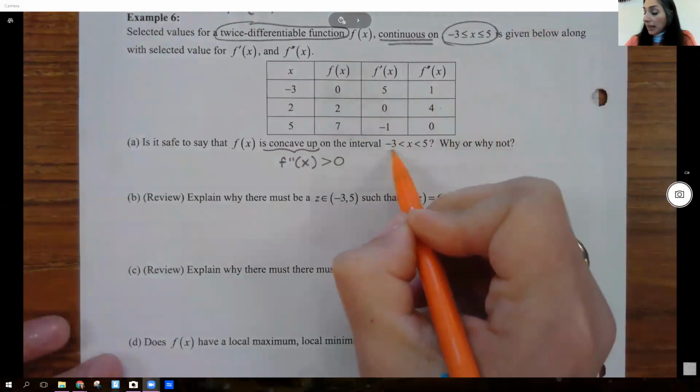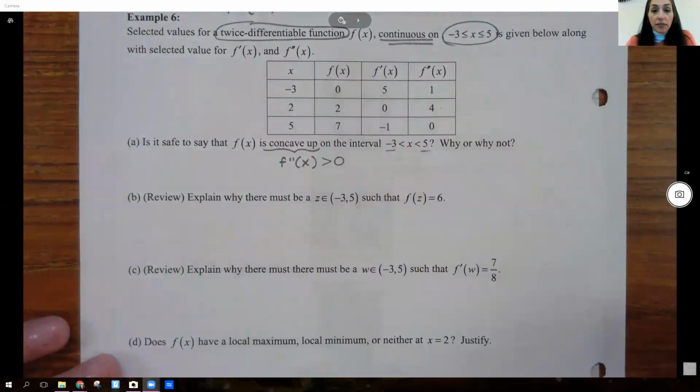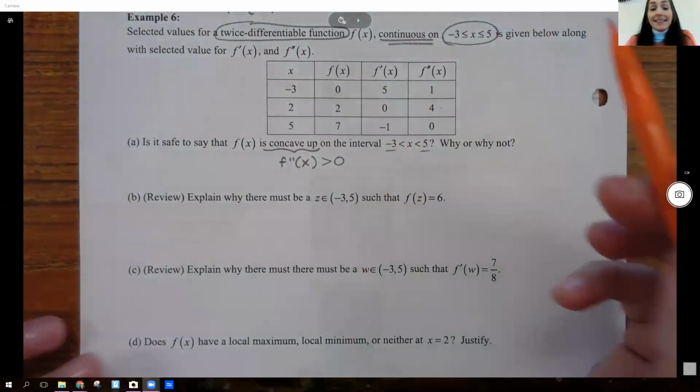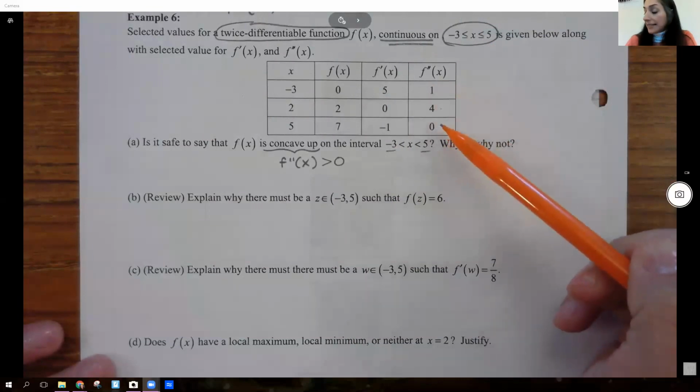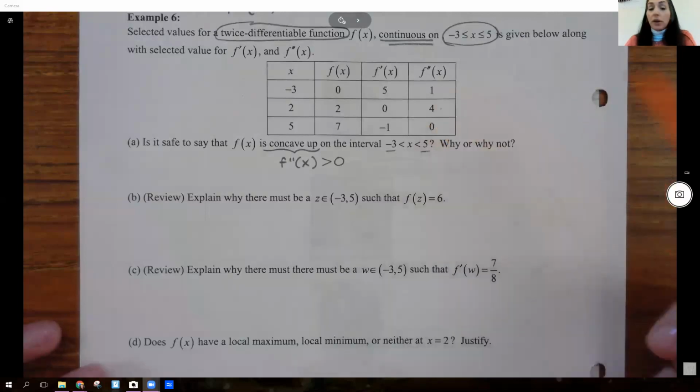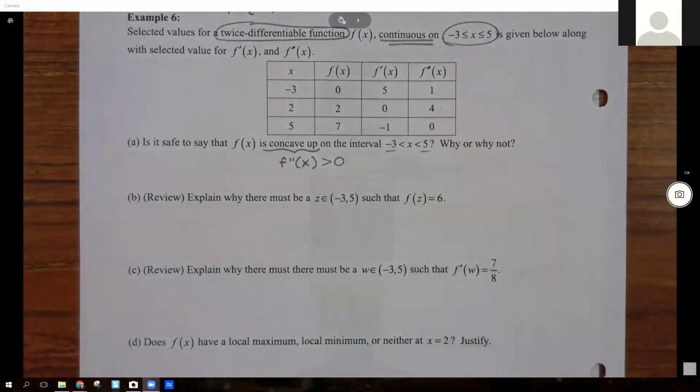Now, they did say the open interval from -3 to 5. So technically, we're not looking at exactly -3 or exactly 5. So would it be safe to say that the function is concave up from -3 to 5? Yes or no? So, okay, let's vote. Use the participant window and give me a check mark if you think yes. Do the X if you think no. And be ready to back up your answer, either way.